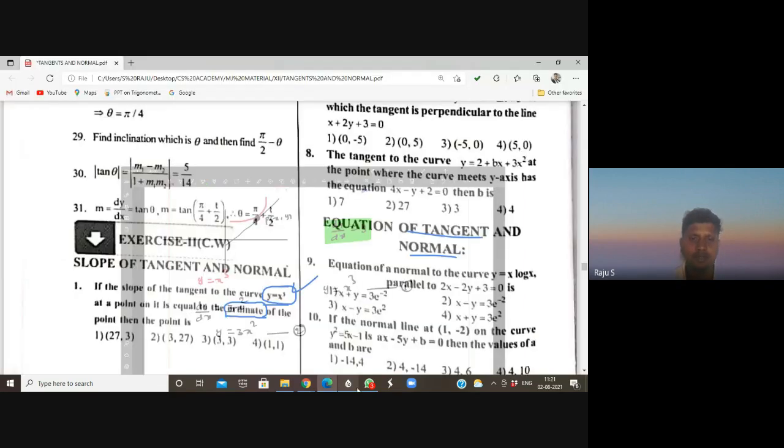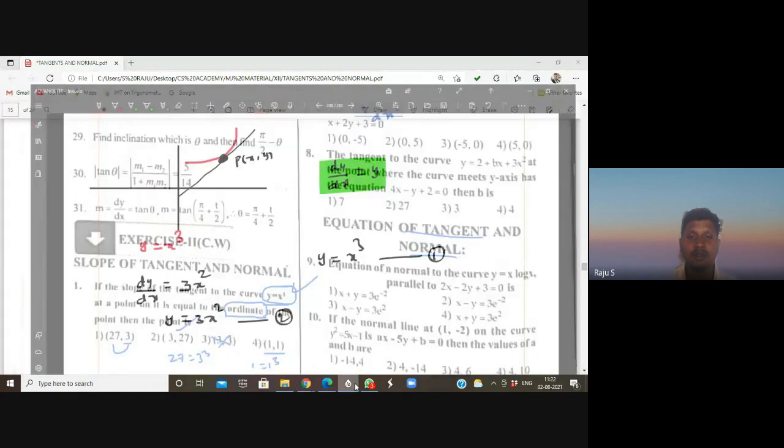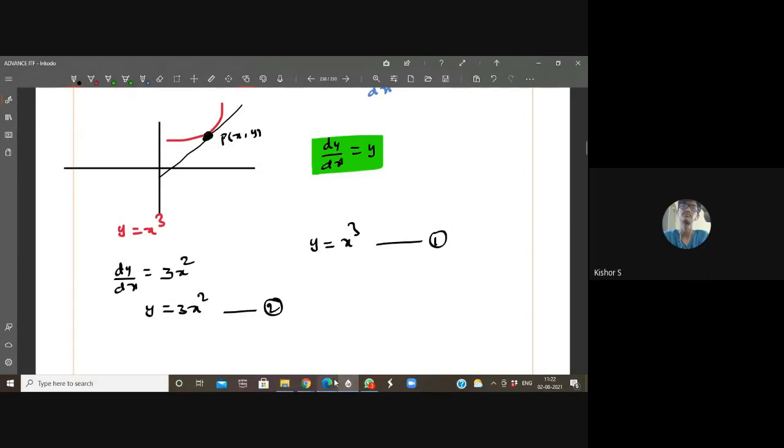y is equal to x cube. For example, if you see directly, y is equal to x cube. Is 3 equal to 27 cube? No. Is 27 equal to 3 cube? Yes, satisfied. Not satisfied. Fourth option, 1 is equal to 1 cube, satisfying. When you see only the given curve directly, two options are satisfying. For that, what shall we do? We have to check equation 2 also. Equation 2 is satisfied.